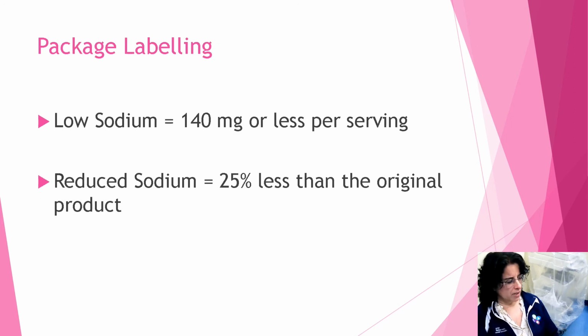Before we get to the food label, you want to think about package labeling. A lot of times there are these labels on the front: low sodium, low fat, reduced sodium, reduced fat. You need to know that there are definitions for what defines something as low versus what defines something as reduced, whether it's fat or sodium. Something that's low in sodium is 140 milligrams or less per serving. Something that is reduced in sodium is 25% less than the original product.